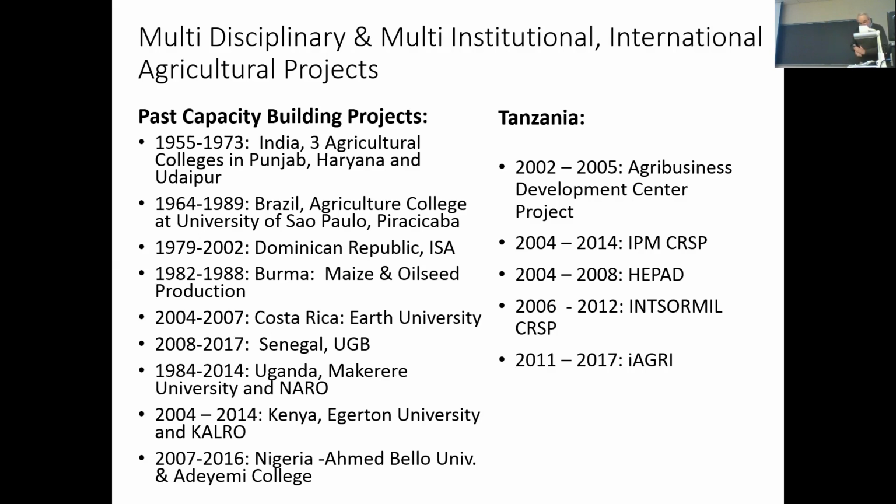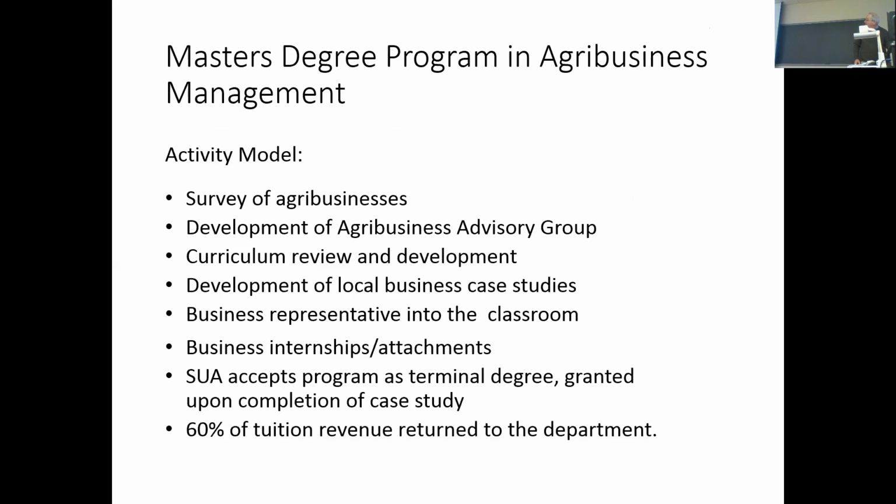The purpose of this was to improve business-oriented training at the university. What you find over there is that the university's linkages with the private sector are not very strong, and that's an understatement. And so one of the things we wanted to do is build those linkages with the private sector, and we did that by following this activity model.